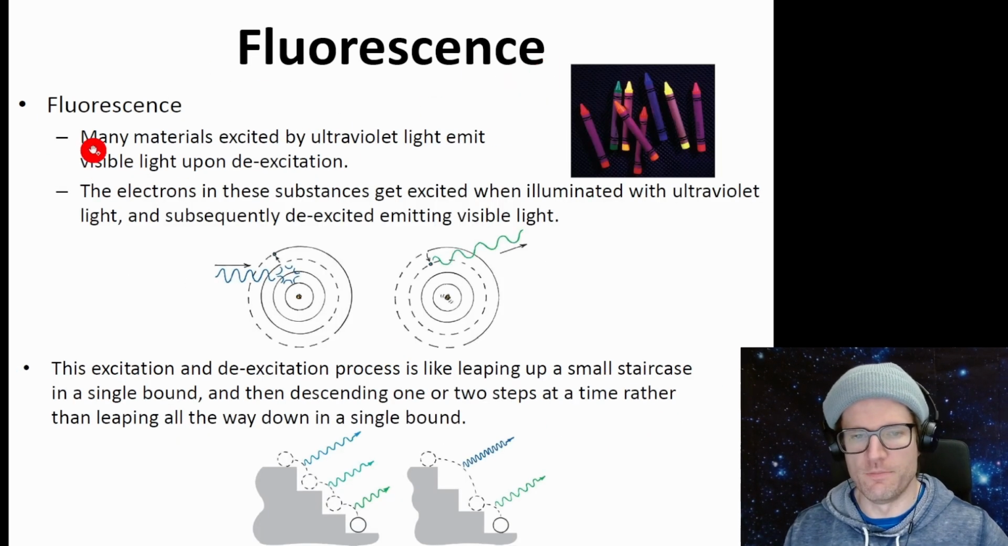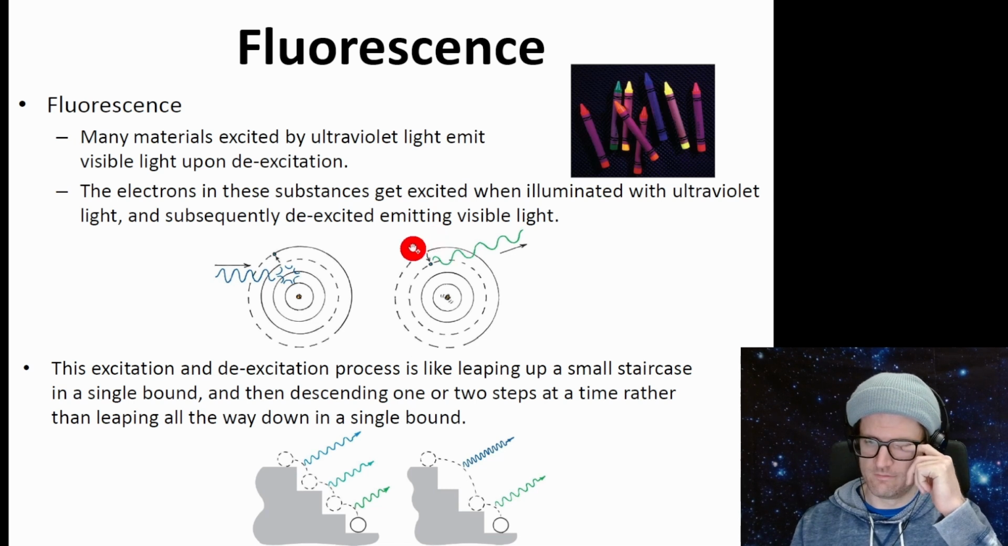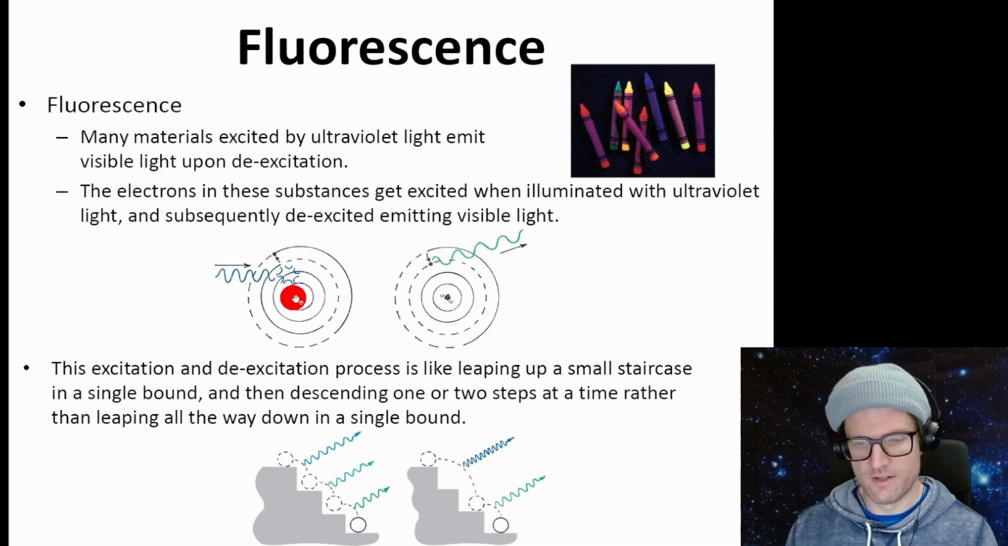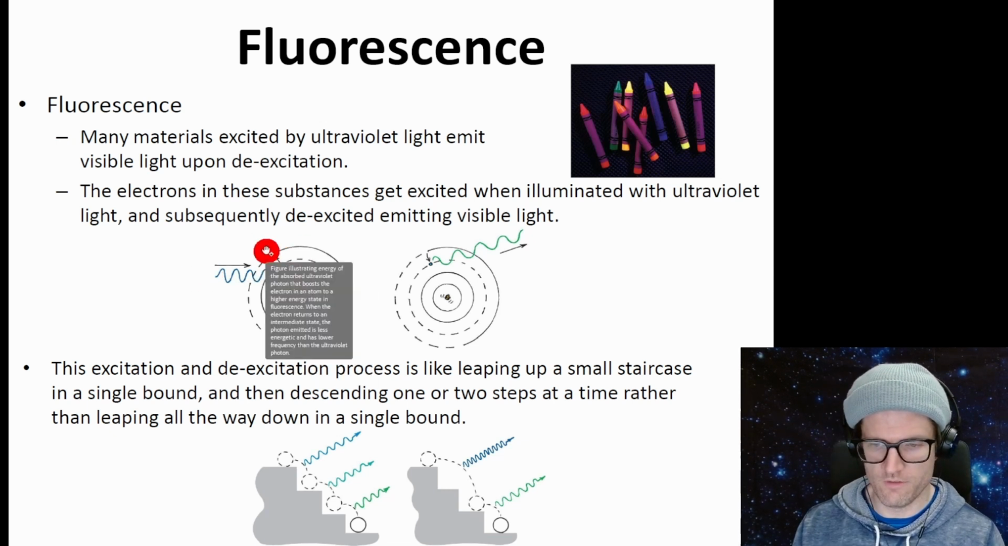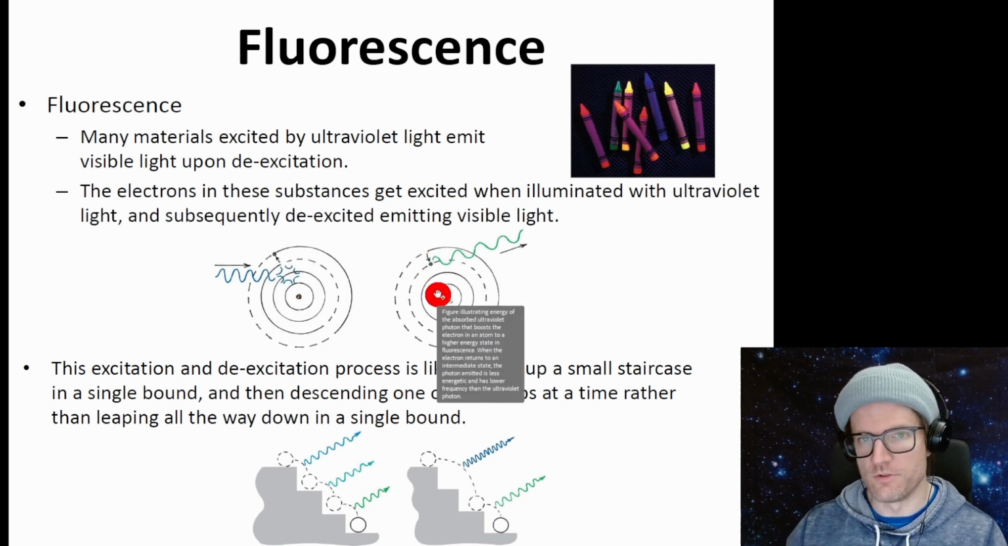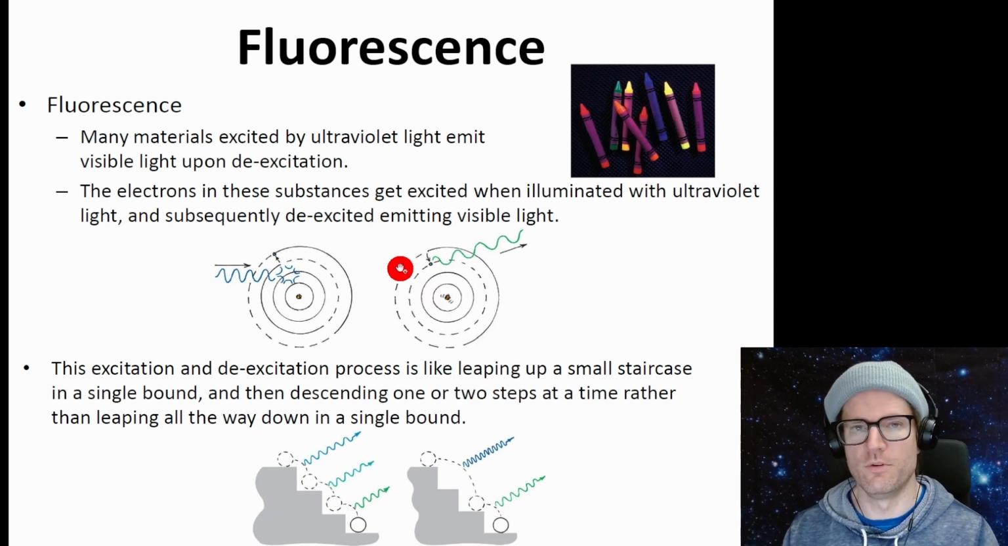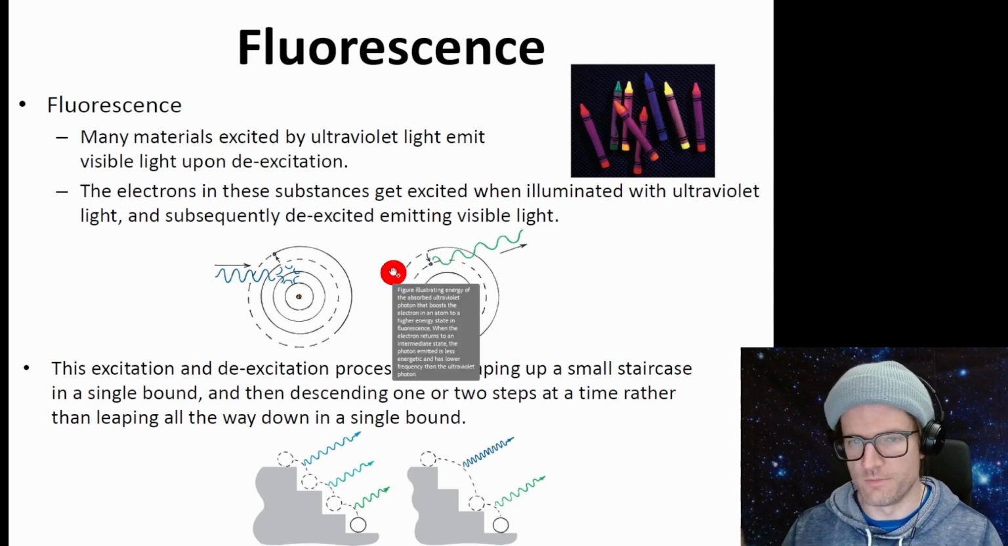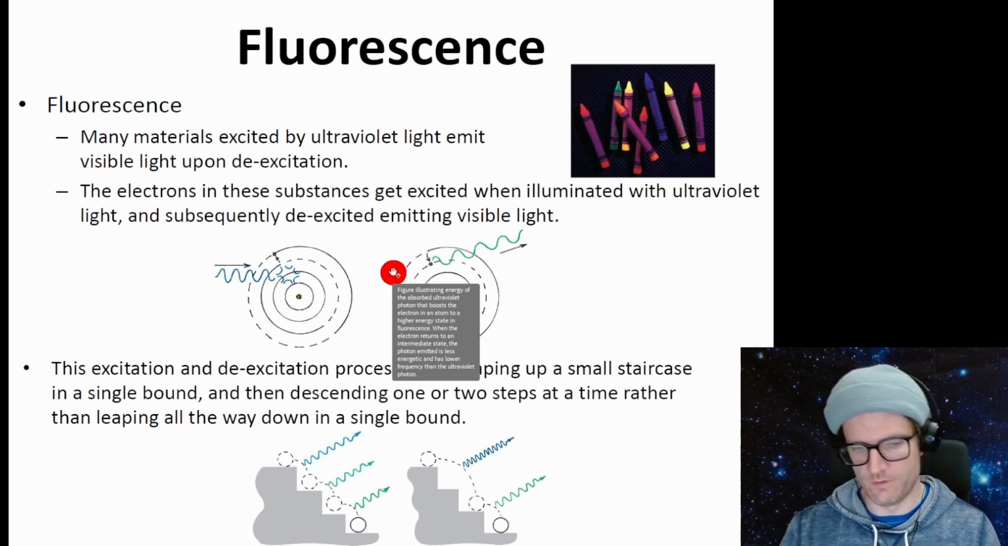Fluorescence. Many materials excited by ultraviolet light emit visible light upon de-excitation. The electrons in these substances get excited when illuminated with ultraviolet light and subsequently de-excite, emitting visible light. In this picture, here's an atom with energy shells. Ultraviolet light comes in and boosts an electron from n equals 1 to, say, n equals 4. Then when it re-emits, it goes from 4 to 3, 3 to 2, 2 to 1. Those are much lower energy, visible wavelength light. So it can absorb UV and then emit visible.